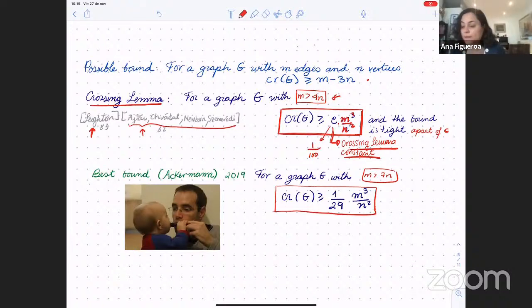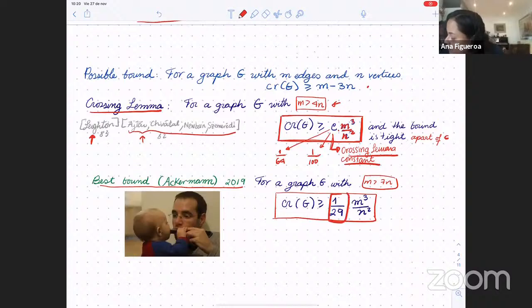Then there was a very nice and elegant argument to prove that this constant is more or less like 1/64. It was improved also by Tóth and Pach, but the best bound proved until now is Ackerman's bound, that in 2019, after many, many papers improving this constant, the best constant we know till now is 1/29, if m is greater or equal than 7 times the number of vertices.